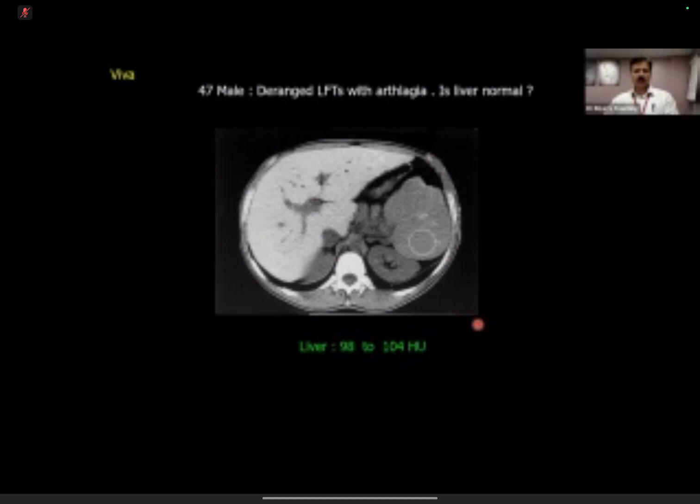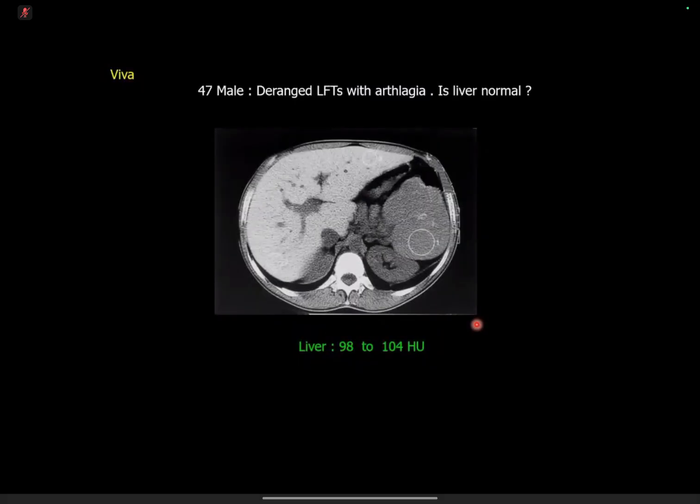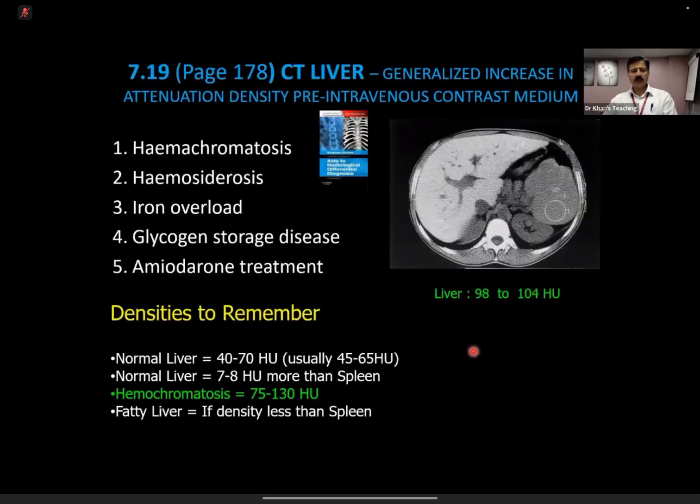Okay. Now, is the liver normal? No, it's abnormal. The density of the liver is quite high when compared to the spleen, so it's hyper-attenuating. I could think of possible causes as amiodarone or I don't know. So liver density, right? So it is abnormal. Very good. So the point is that this is from your last Chapman. CT liver generalized increased attenuation on pre-contrast study.